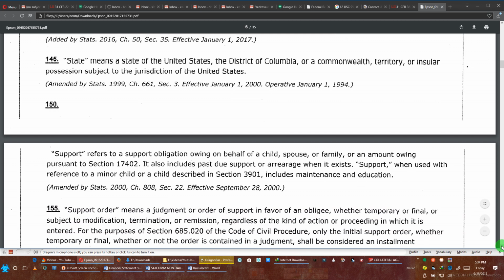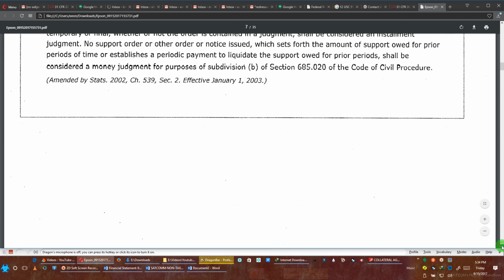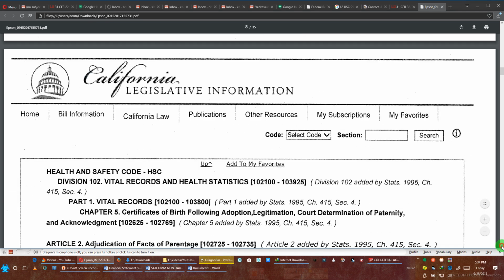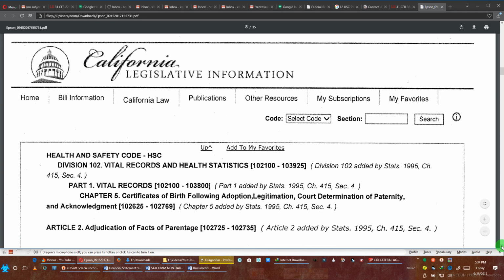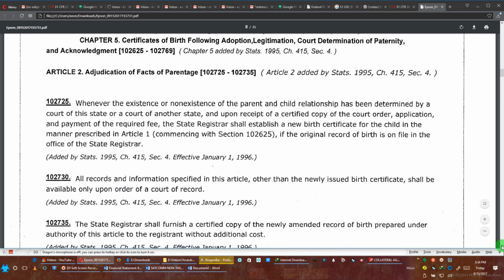Love that song. All right, don't care about support orders. And for people who have child support, I'm going to tell you 1099 OID. I'm just going to start it there, and you're going to have to do your research after that. Oh, certificates of birth following adoption, legitimation, and court determination of paternity. Adjudication of the facts of percentages. That's parentage. That's the court.